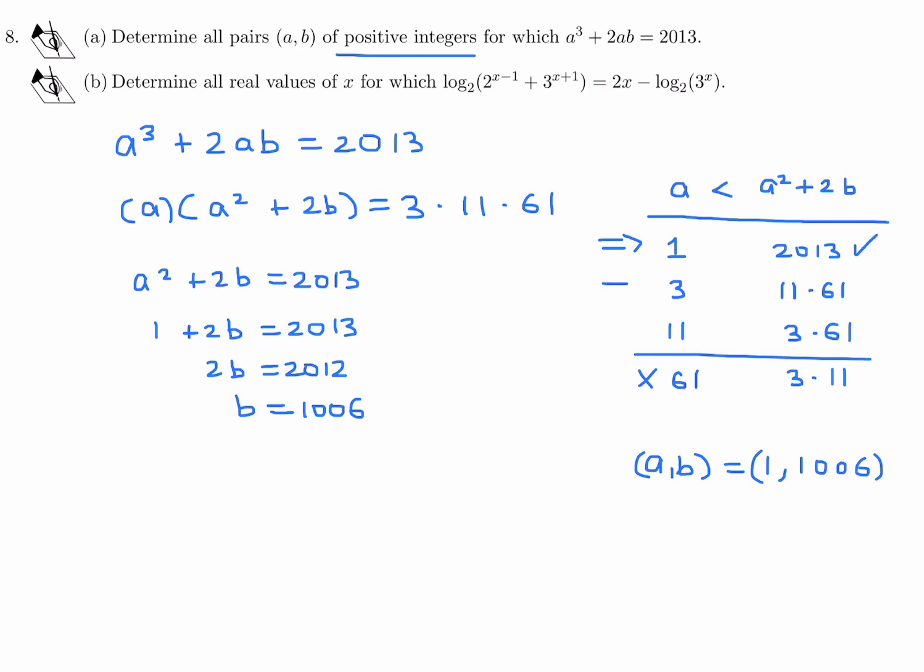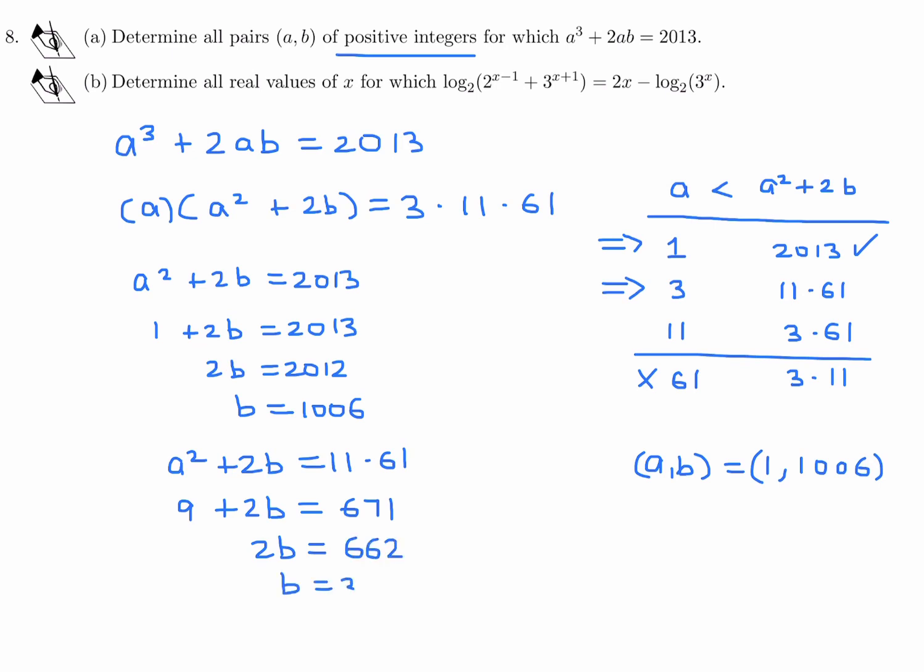Now let's look at the next one. When a is 3, and this is now equal to 11 times 61. So we have a^2 + 2b is equal to 11 times 61. a is 3, so substitute that in. That's going to be 9 + 2b is equal to 11 times 61, which is 671. So that means 2b is equal to 662, and therefore b is equal to 331. So now I've got another one. (a, b) is (3, 331). So that takes care of that one.